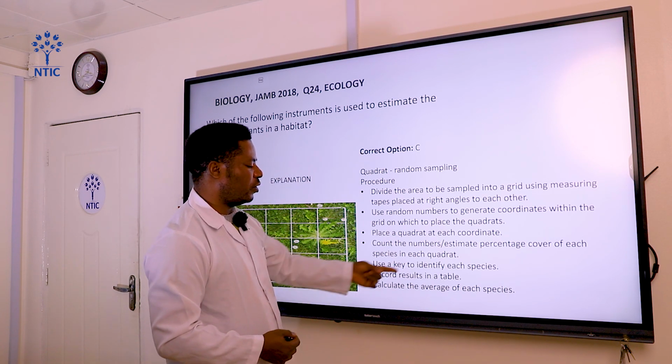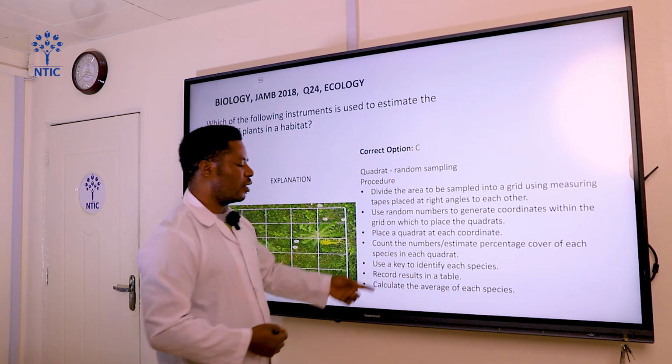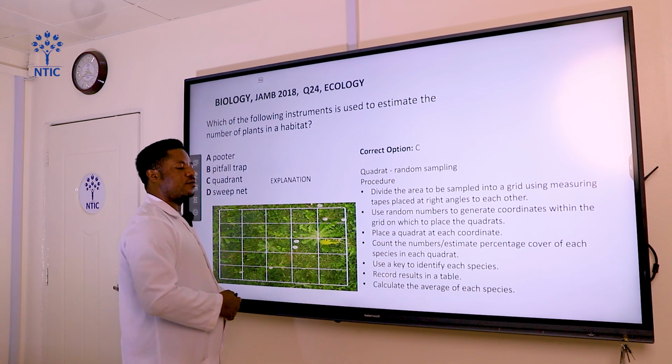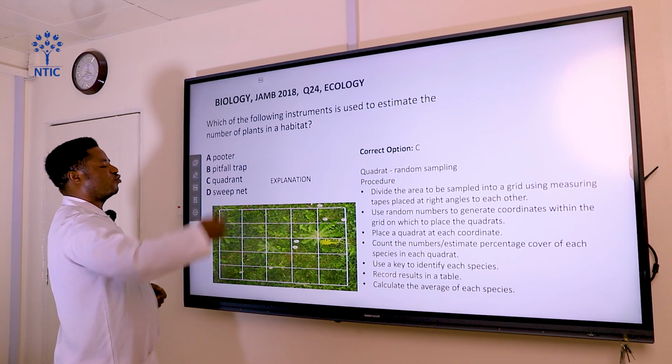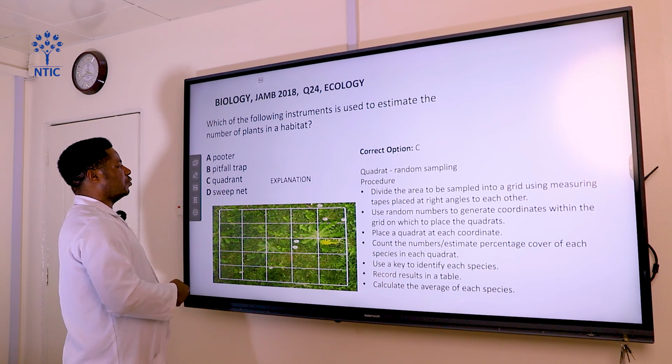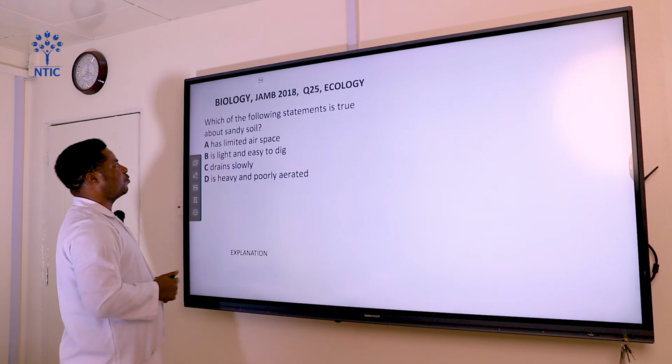Use a key to identify each species. Record results in a table and calculate the average number of species of plants in the quadrants. It can also be done by drawing. So the correct answer here is quadrants. Now let's go to the next question, question number 25.